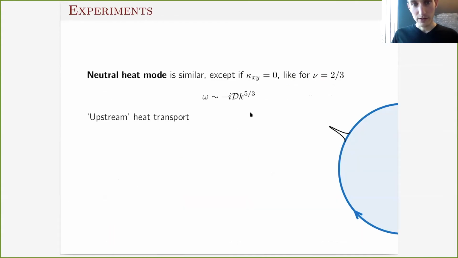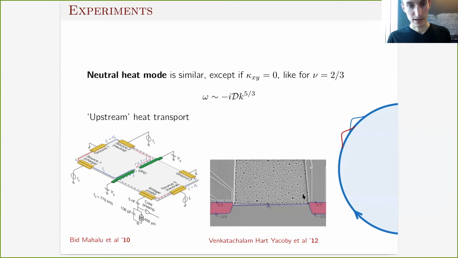Heat, of course, is difficult, but it's a bit easier to observe heat when there's upstream heat transport, when the thermal Hall conductivity vanishes, so that it's the only thing that's moving upstream. So in this case, we have a prediction for the dynamics of heat, which is non-diffusive, and you could imagine that this might be accessible through the experiments that measure upstream heat transport.